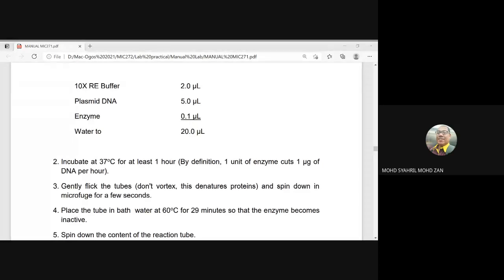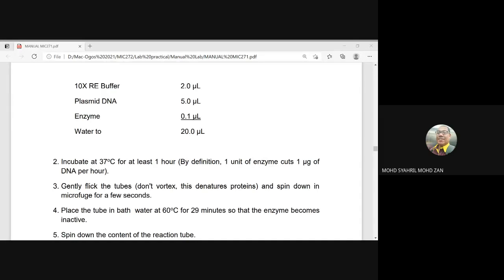Alright, is there any question about today's experiment? Okay, is there any question about today's experiment? Any questions? No, sir. Okay, hopefully you understand. Okay, how do we do the first process? We isolate our plasmid DNA.